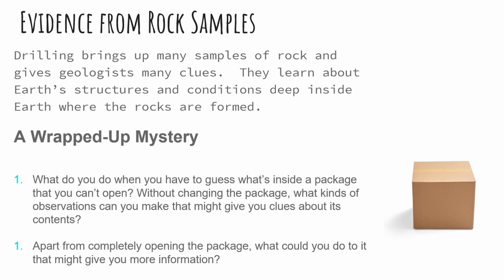So, some of the things that we could look at is the size, the shape, its weight, if it's heavy, if it's light. We could look at its color. We can look at its texture. And all of these things are going to tell us a little bit about the package. So our next question, apart from completely opening the package, what could you do in order to give you more information?